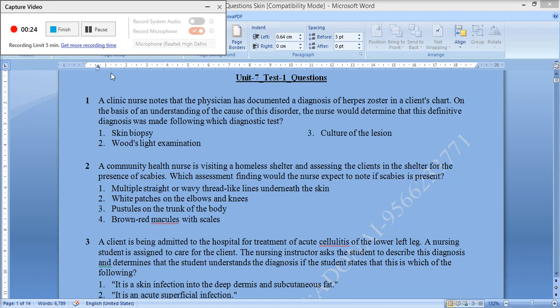1. Skin biopsy. 2. Wood light examination. 3. Culture of the lesion. Answer 3. Culture of the lesion.